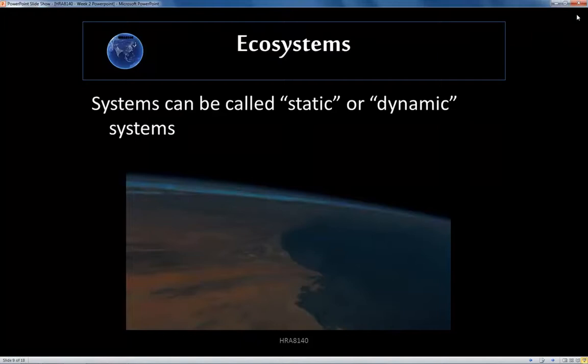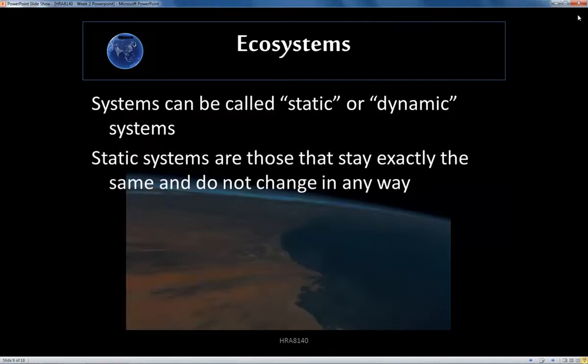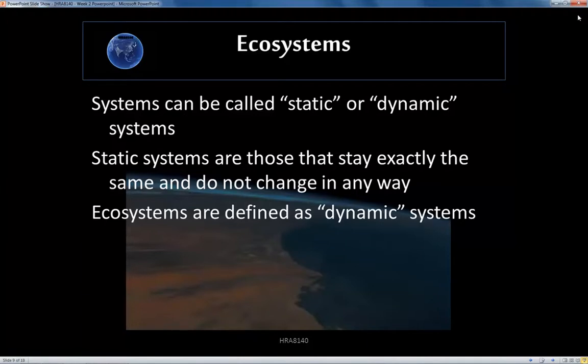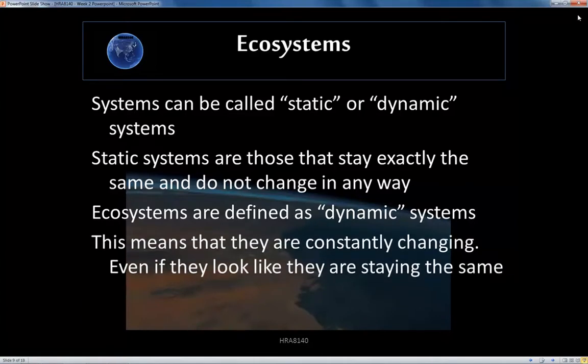Systems can be called static or dynamic systems. Static systems are those that stay exactly the same and do not change in any way. Ecosystems are defined as dynamic systems. This means that they are constantly changing, even if they look like they're staying the same. For example, the atmosphere. We might look at our atmosphere with the naked eye and it doesn't look like it's changing. But constantly things are happening. Carbon dioxide is being taken in by trees and plants and being converted to oxygen gas.